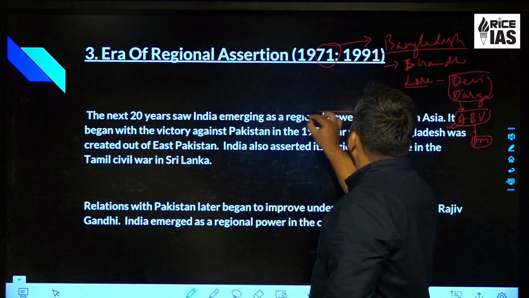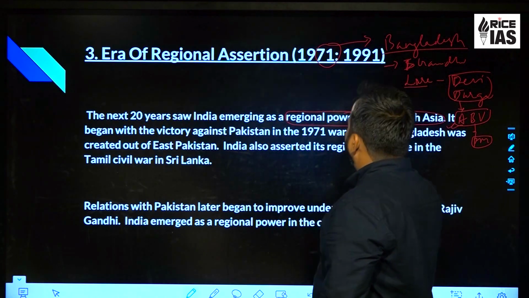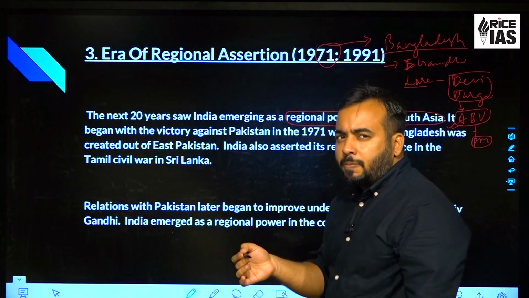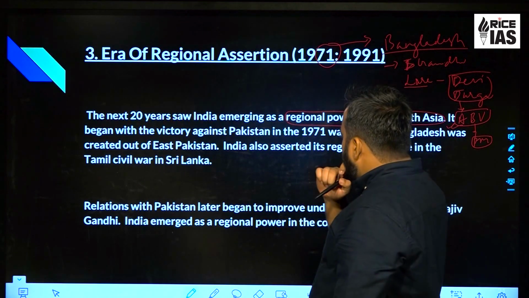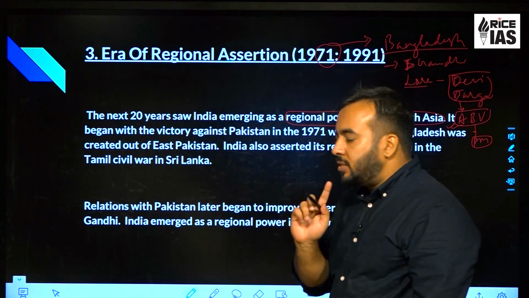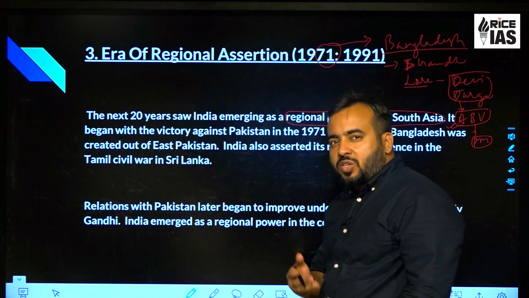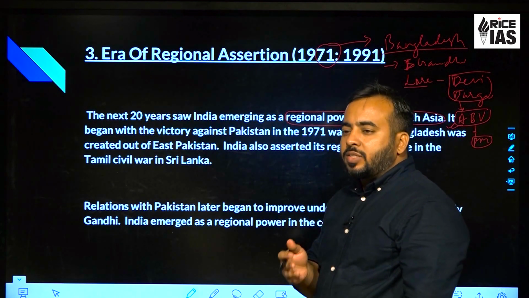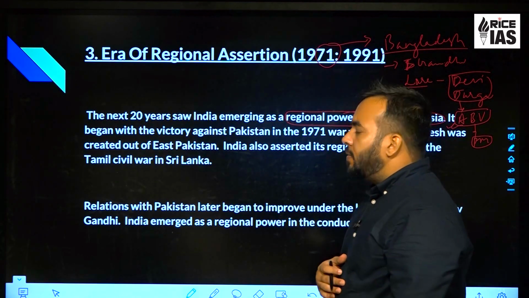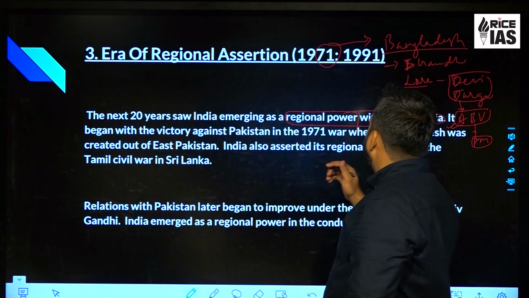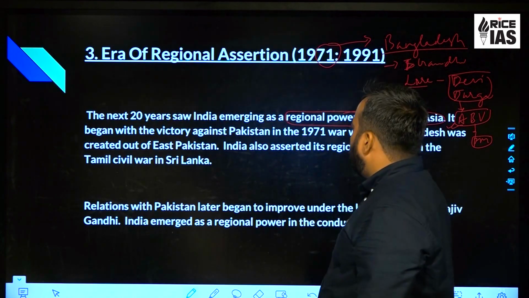Regional power within South Asia. India is definitely a regional power. Is India a world power? Answer is no. Is India a balancing power? Answer is yes. So we'll look at the position of India as a balancing power or as a great balancer. But before that, the era of regional assertion within South Asia.